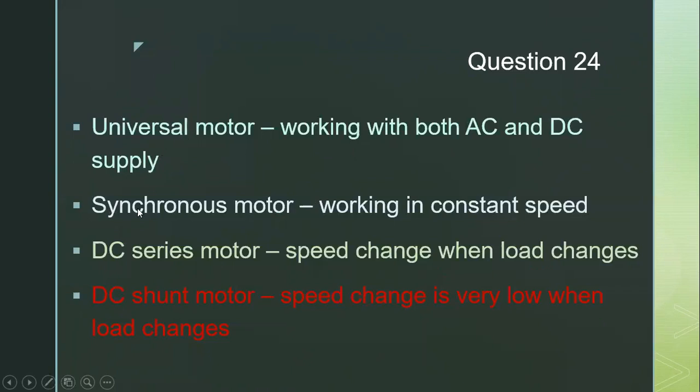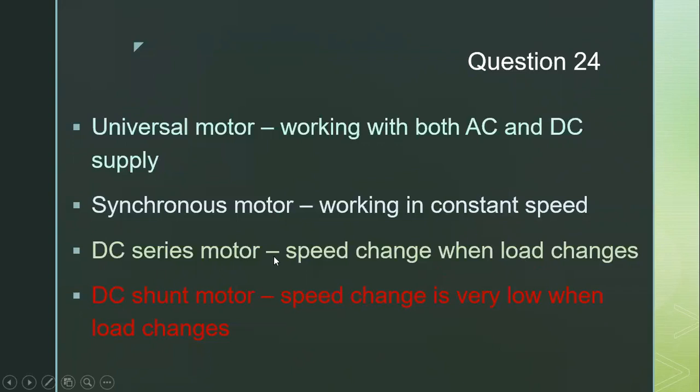The other one is the synchronous motor. What is a synchronous motor? A synchronous motor is a motor rotating at synchronous speed. What is synchronous speed? It is the speed of the magnetic flux, and that is constant. When you give one supply, the synchronous speed will be constant. When any motor runs at synchronous speed, that motor is known as a synchronous motor. So it is a constant speed motor.